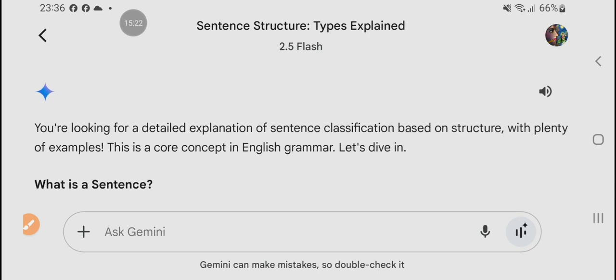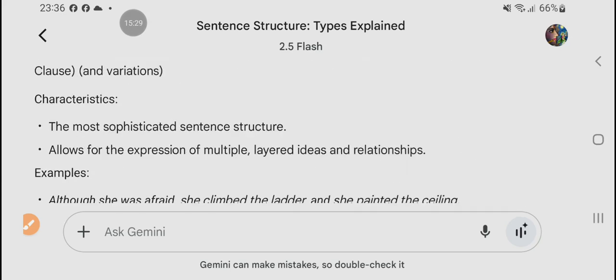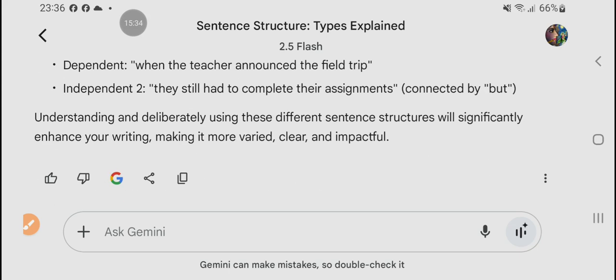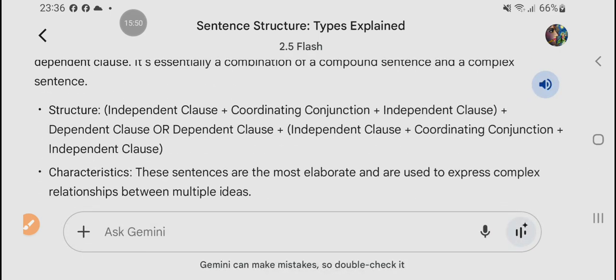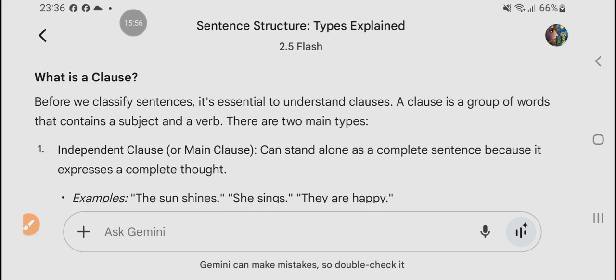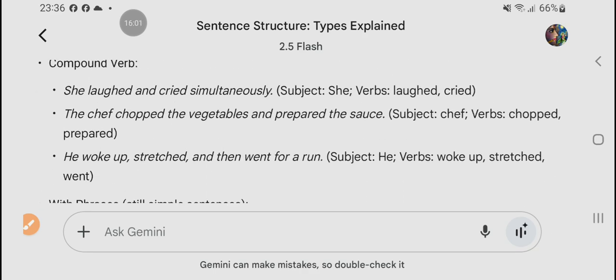Okay, so that is a very little idea about the sentences, right? So here today we have seen four types of sentences. First is simple, second is compound, then complex, and then compound-complex. These are the four varieties based on sentence structure, right? So our first sentence is simple. Based on clause.